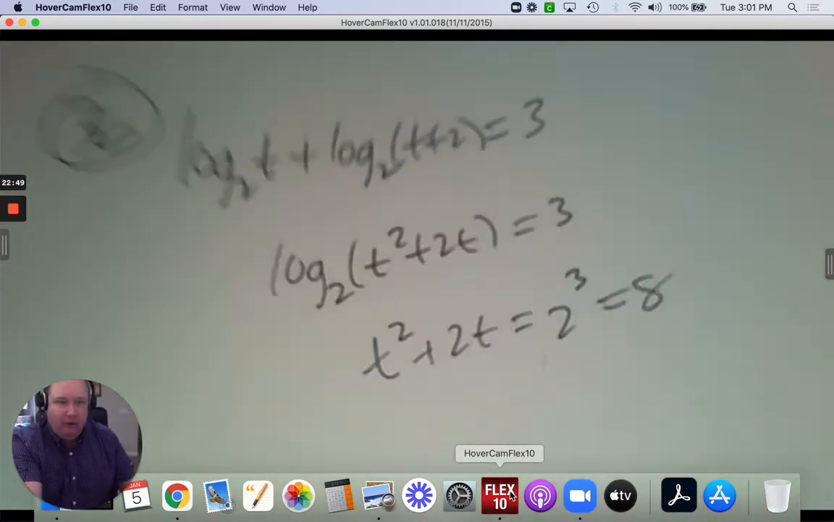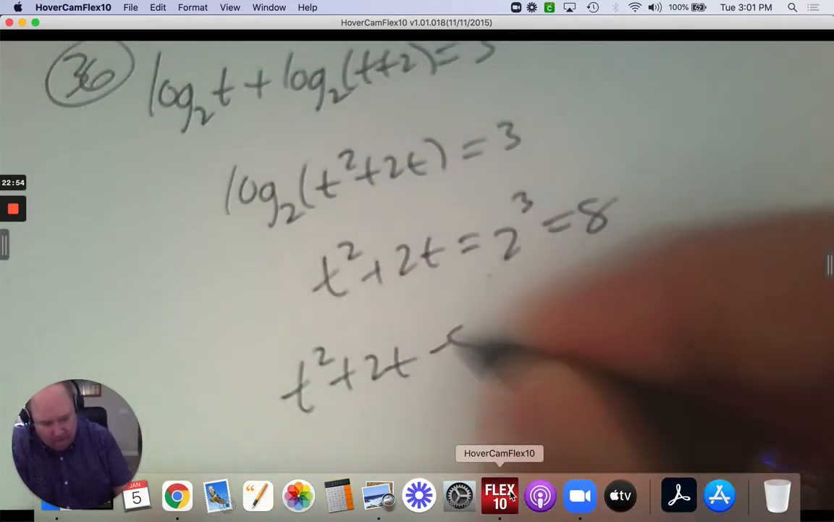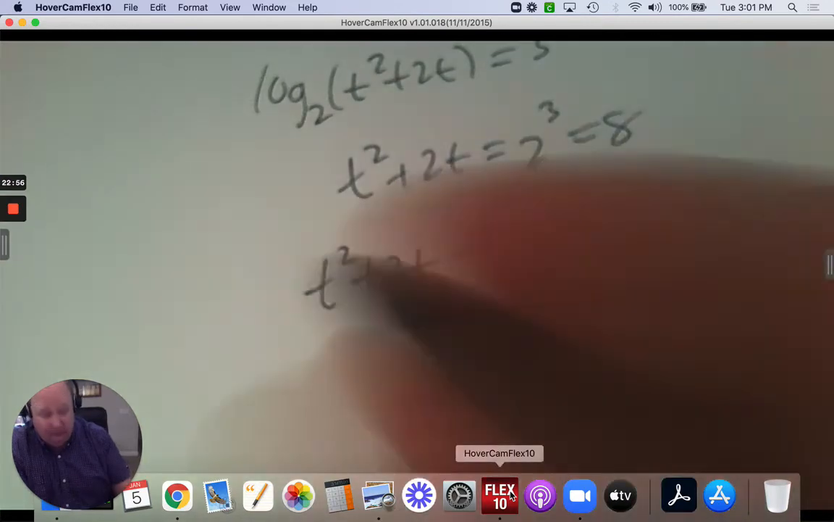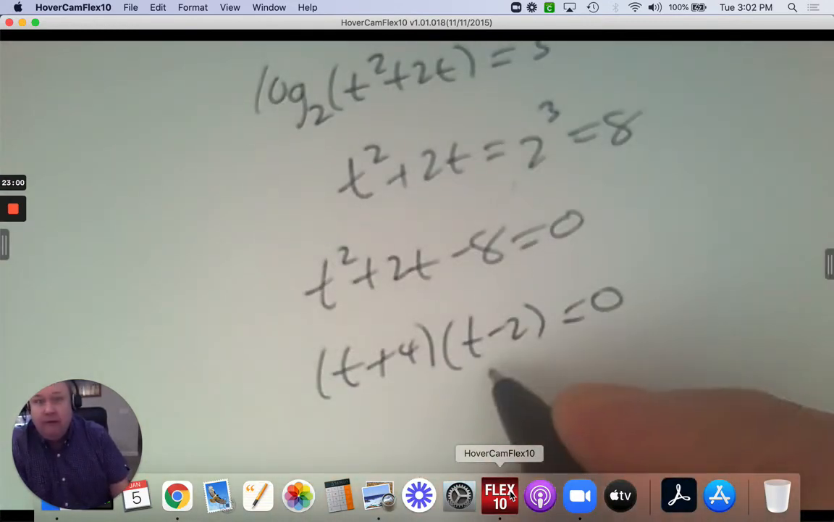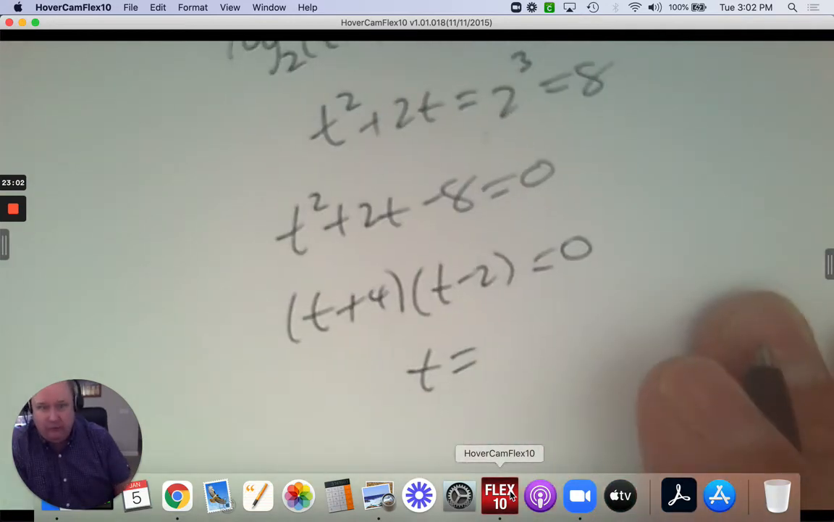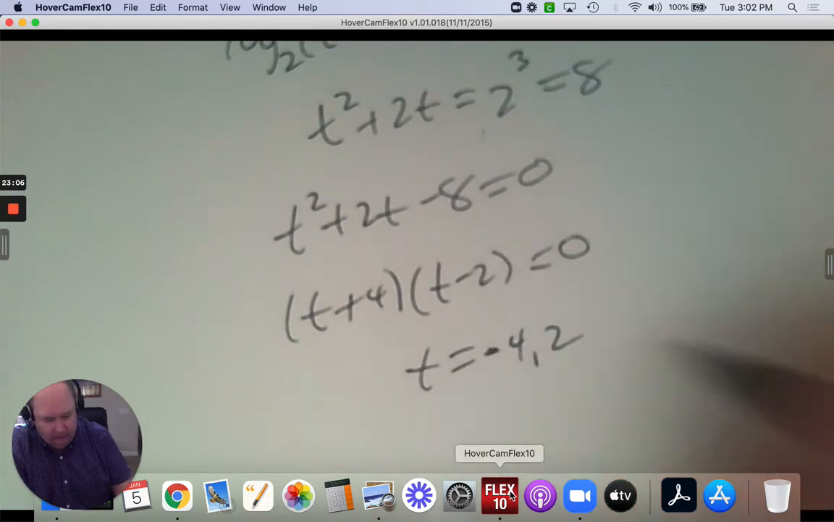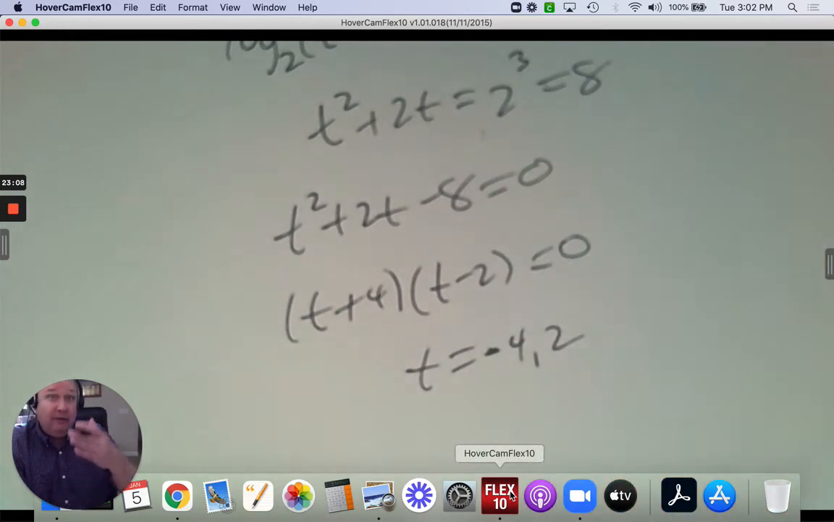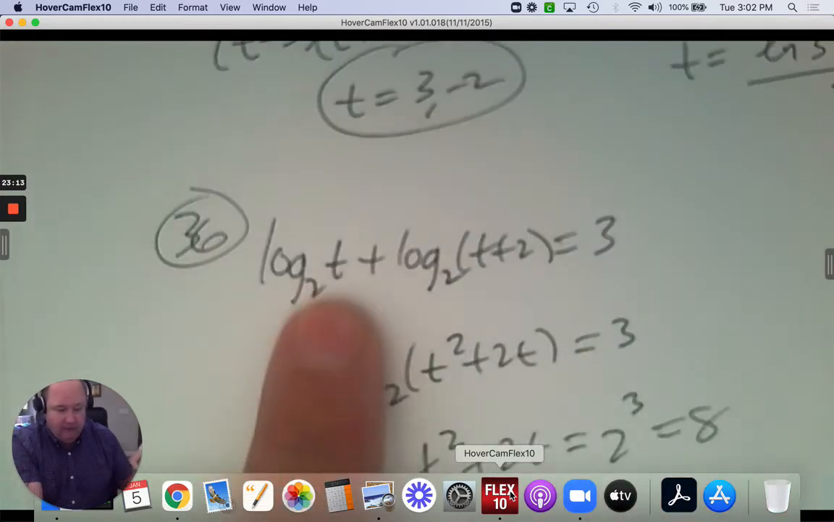This is now a quadratic equation, so we're going to make it equal to 0. So we're going to subtract 8. Then we're going to factor this. So it's +4 and -2. And then each factor is a solution. So the first factor gives you -4, and the second factor gives you +2. For this one, we have to be careful because there is an extraneous solution. So -4, if I go back and plug it in, that makes that logarithm a negative number inside, which is a restriction.